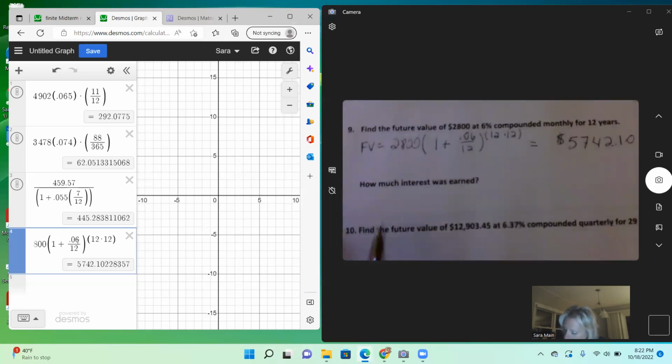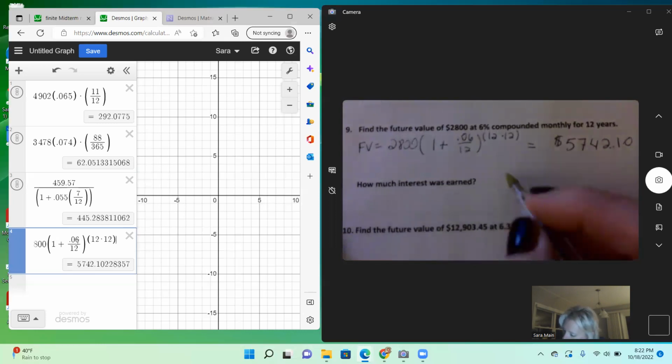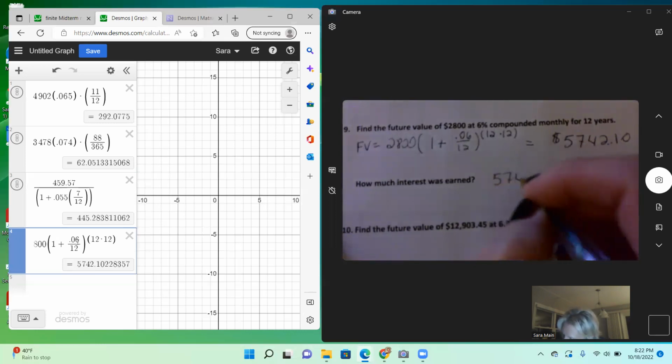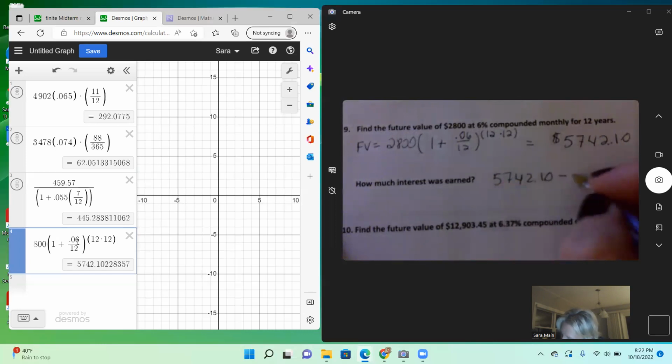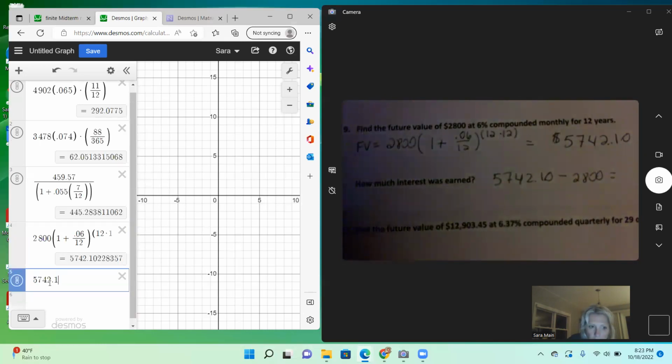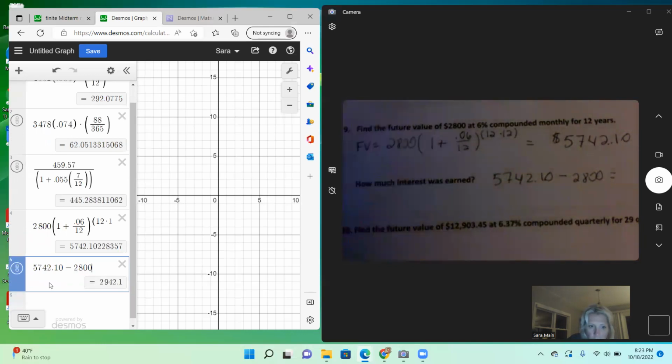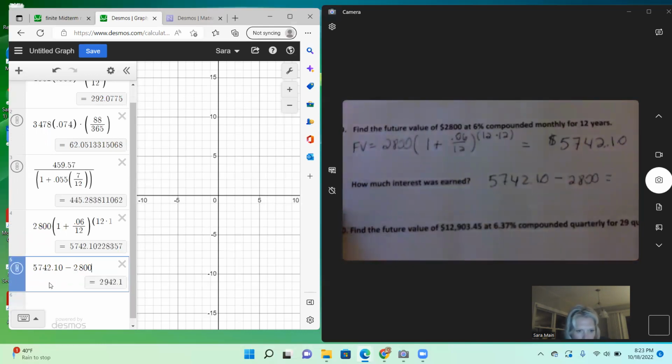And it says how much interest was earned. So we're going to have to take $5,742.10 and subtract away the $2,800 that we invested, and that's how much we would have earned. So we would have earned $2,942.10. So we over doubled our money. That's a pretty good interest rate, and we compounded monthly. So it's pretty good.